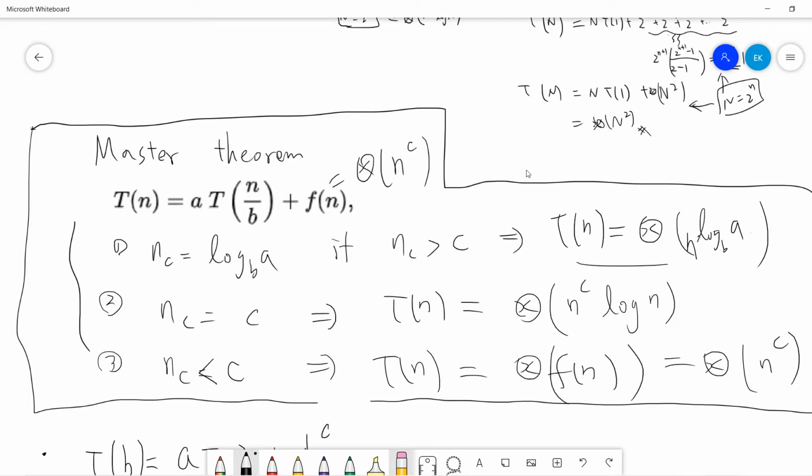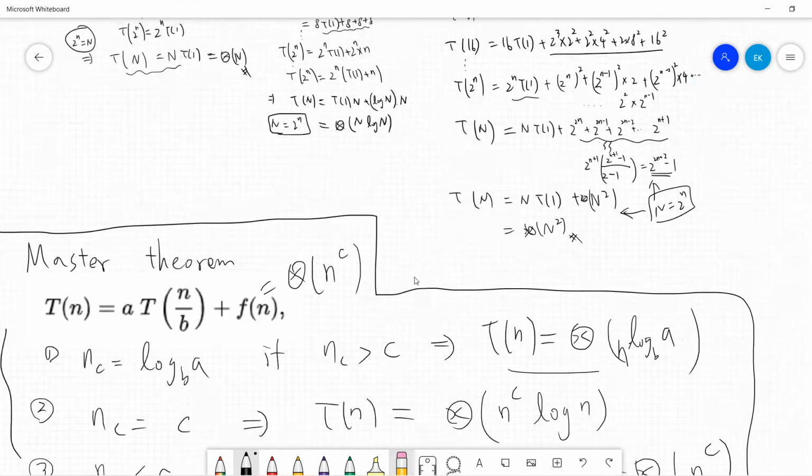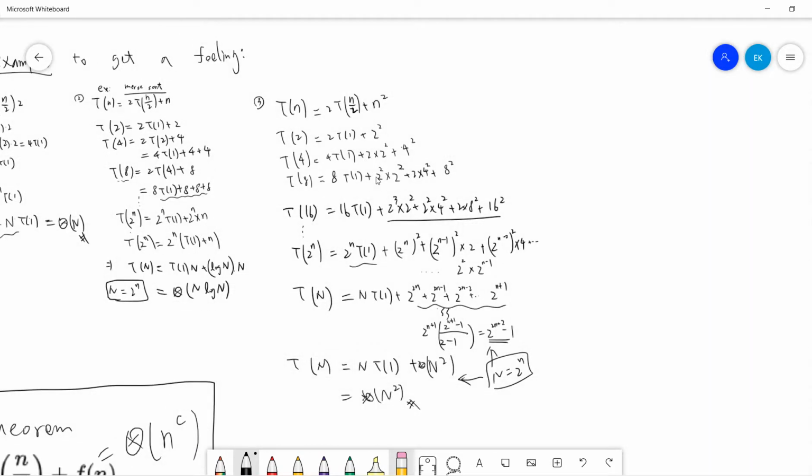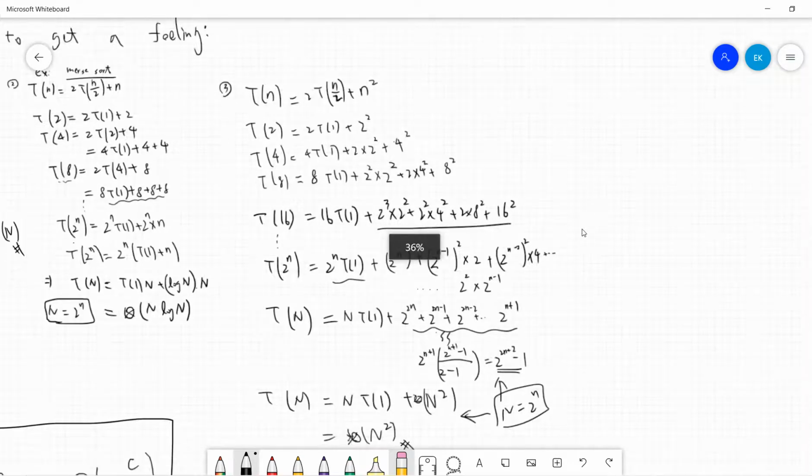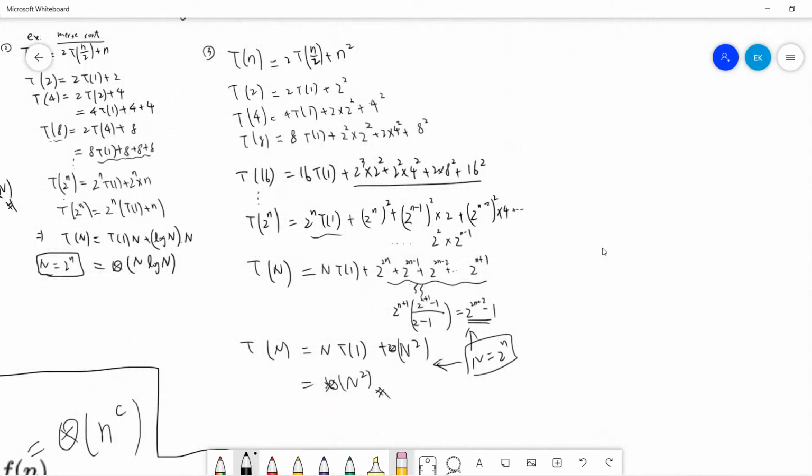Okay, so let's talk about the third case. These three examples just give you a feeling, and after we talk about these three easy examples, we can go to the proof. And amazingly, the master theorem is just a camouflage of some junior high school math, once you understand the trick.